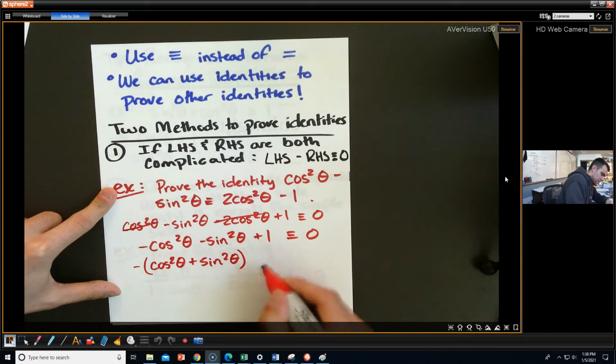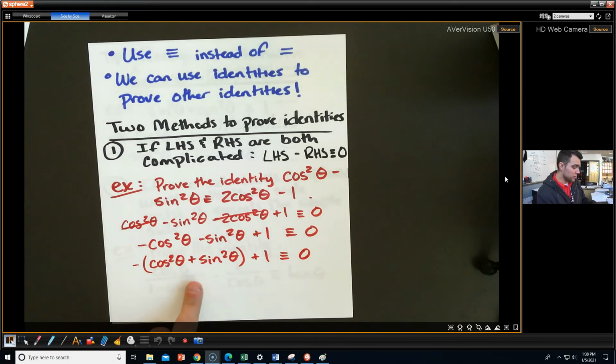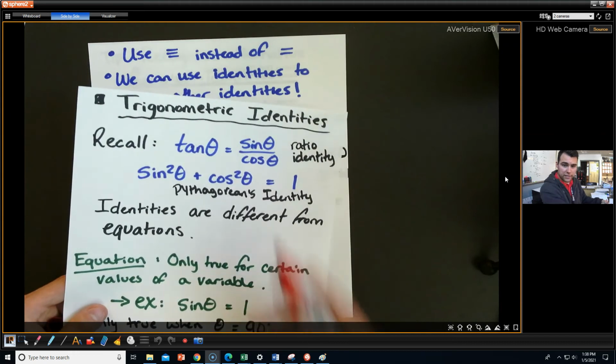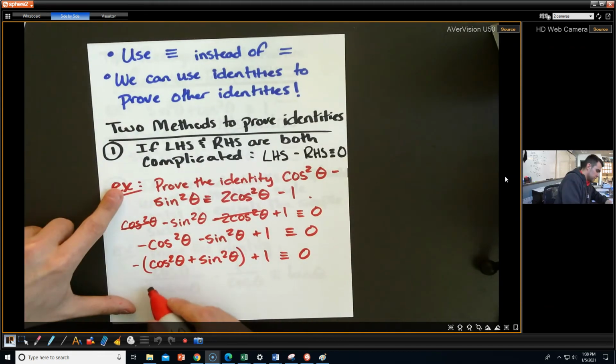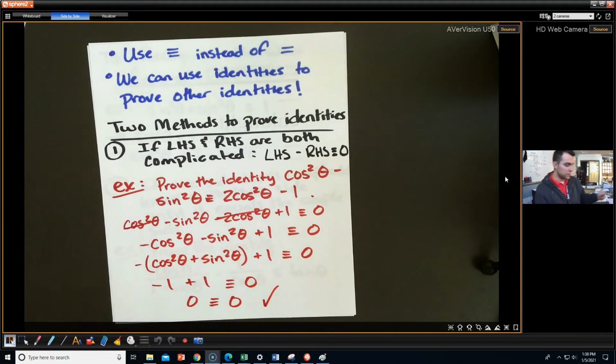When I do this, it reveals to me that we do indeed have cosine. We have our Pythagorean identity right there. And we know that cosine squared theta plus sine squared theta equals 1. So this is negative 1 plus 1. Does that equal 0? Yes, it does. So we have proven the identity, and we are good to go.